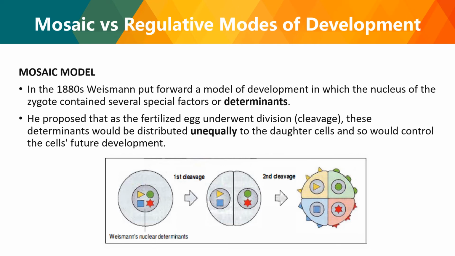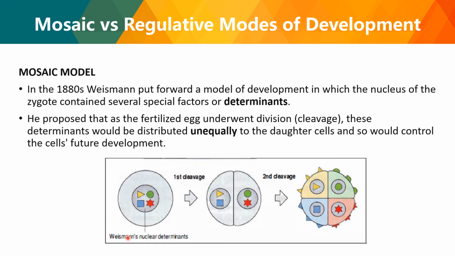So in here, there's also an explanation about the mosaic versus regulative modes of development. When you say mosaic model, in the 1880s, Weismann put forward a model of development in which the nucleus of the zygote contains several special factors, or what he called determinants. He proposed that as the fertilized egg underwent division or cleavage, these determinants would be distributed unequally to the daughter cells and so would control the cell's future development.